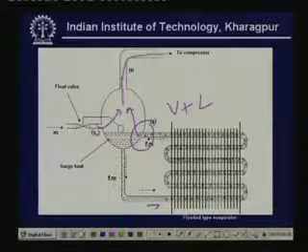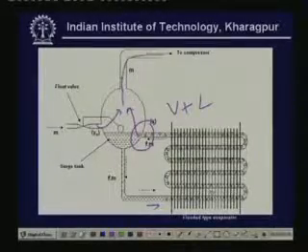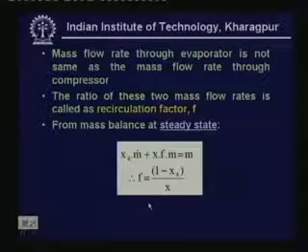You can see that there is a lot of liquid in the evaporator and the evaporator surfaces are always wet. That will give you a higher heat transfer coefficient on the refrigerant side. So, this is the advantage of the flooded type of evaporator. Okay. And the mass flow rate through the evaporator is not the same as the mass flow rate through the compressor, and the ratio of these two mass flow rates is called the recirculation factor F.